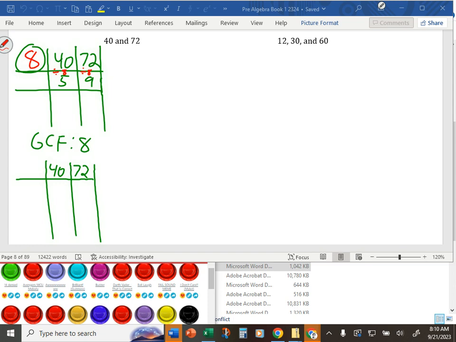9 doesn't go into 40. 2 does. Okay? And we know that because they're both even, right? If both the numbers are even, 2 is a great place to start because you know that 2 has to go into every even number. So we're going to divide by 2. What's half of 40? 20. What's half of 72? 36.